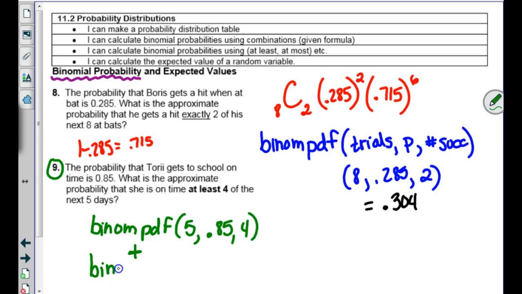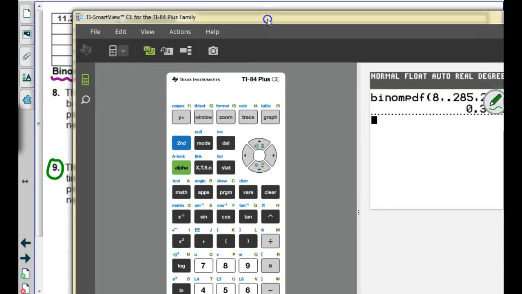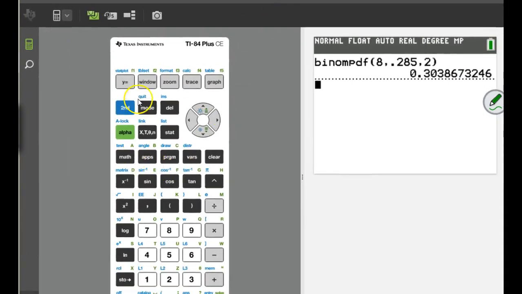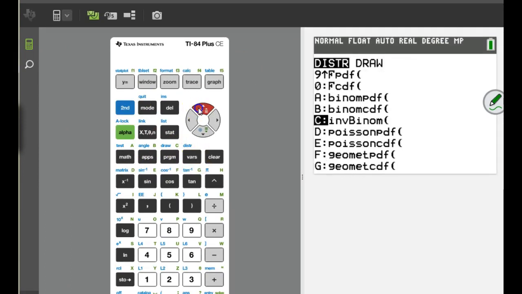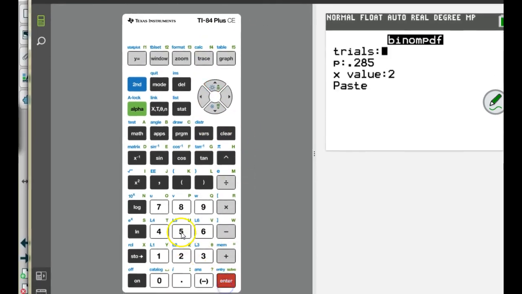So it would count if she made it 4 days, or, yeah, she could make it all 5 days. So you could just add those 2 up. Because it works if she's there 4 or 5 days. 0.85, 4 days.